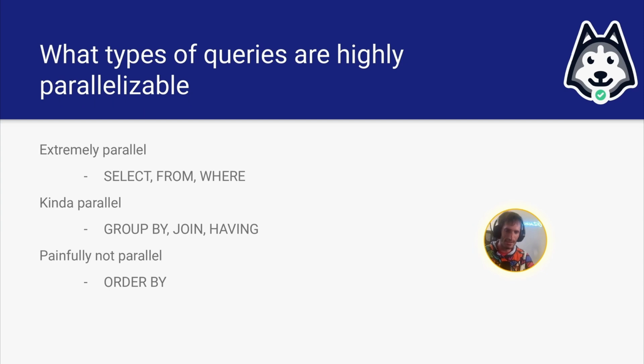So now let's talk about the ones in the middle. Here we have group by, join, and having. So why are these not extremely parallel? Well, say you have group by, and let's go back to that example where we have a billion rows and a billion machines, and there's one row on each machine.